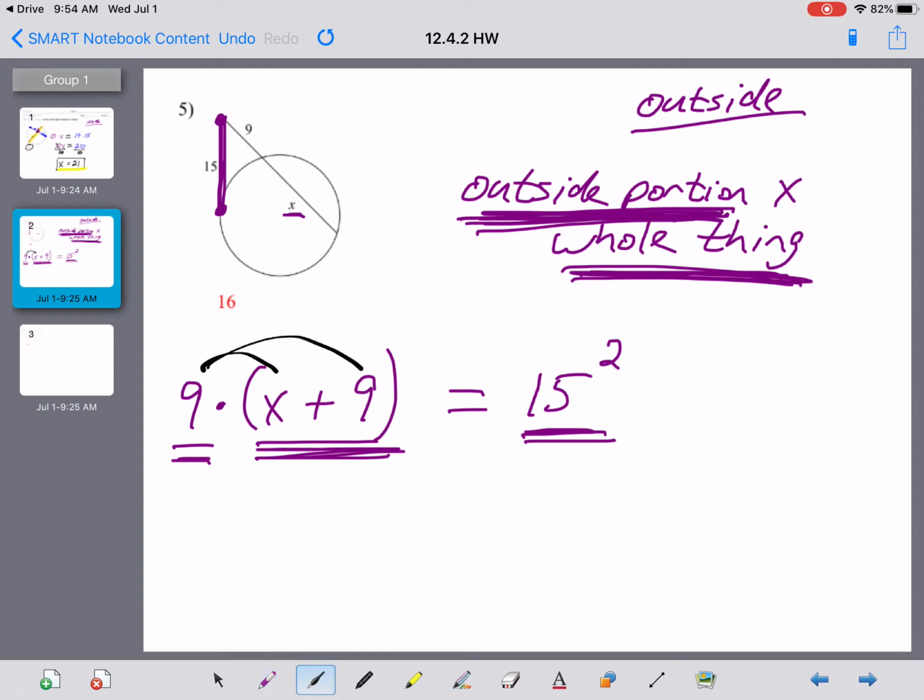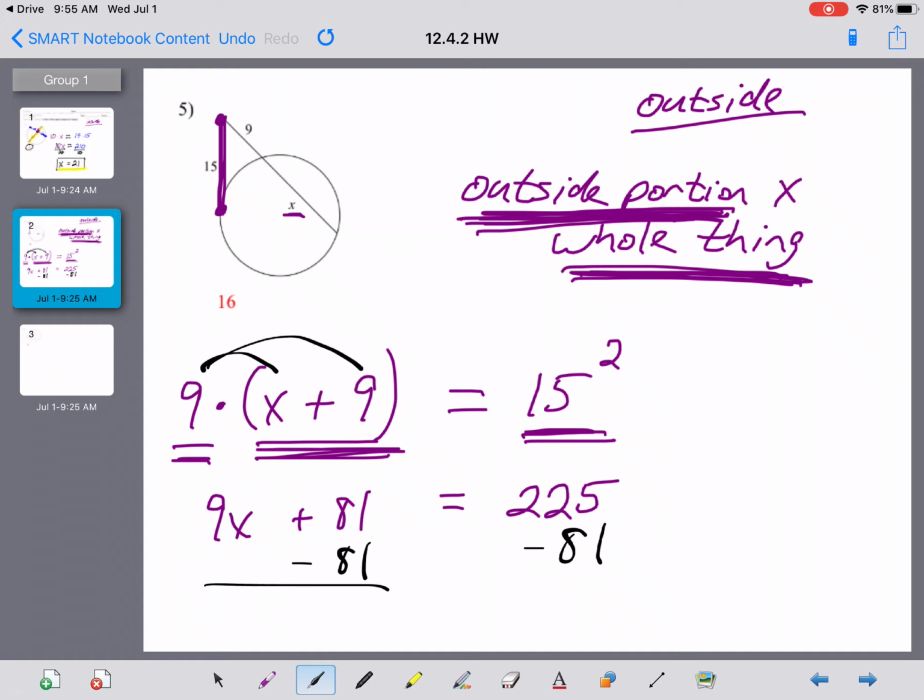Most of us are going to distribute here and get 9x plus 81 is equal to, and 15 squared is going to get us 225. We're going to subtract 81 from both sides. Those 81s cancel, and that'll leave us now with 9x is equal to, and that is going to be 144 there on the right. We would divide both sides by 9 and end up with an answer here of x is equal to 16.